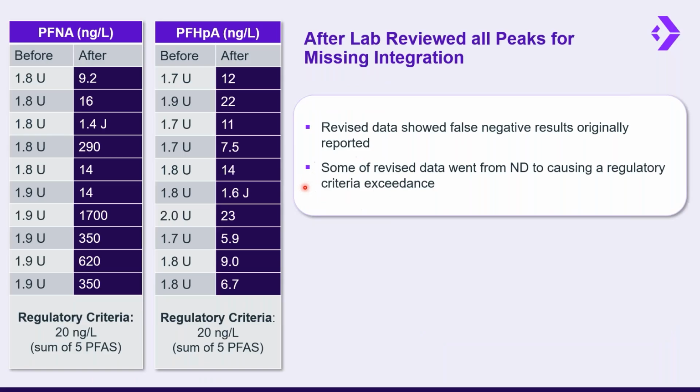And this ended up impacting about 3 to 4 different data packages for this one project. And you can see here that it turned out after the lab did another review of all of the data, on the left 2 columns here, 10 samples for PFNA went from non-detect to detected. And on the right two columns, 10 samples for PFHpA went from non-detect to detected. And you can see some of these detections, which were originally reported as non-detect, were now above the regulatory criteria, which for this particular project was 20 nanograms per liter.